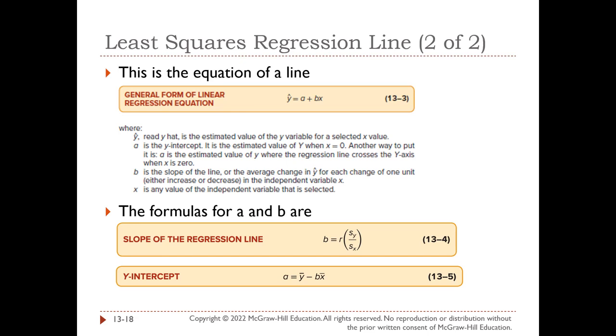So, we're going to be using the general form of the linear regression equation, which is y hat equals a plus bx. Okay, if you remember this from your math courses, this is, of course, the basic slope equation. Really all it is. So, y hat is the estimated value of the y variable for a selected x value. A is the y-intercept. B is the slope of the line. Okay. And then x is any value of the independent variable selected.